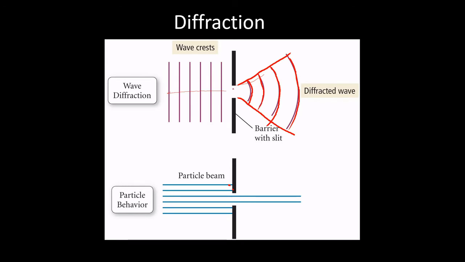So waves bend around small openings like this that are comparable to the size of their wavelength. If the wave was relatively small and this barrier was huge, or the opening in the barrier was huge, then yeah, we wouldn't really see any diffraction. It does have to be comparable to the size of the wavelength.